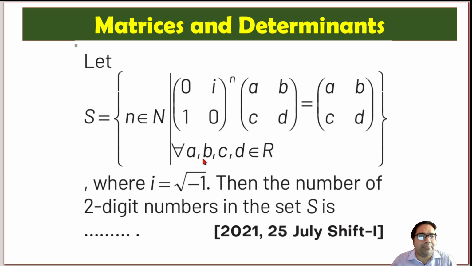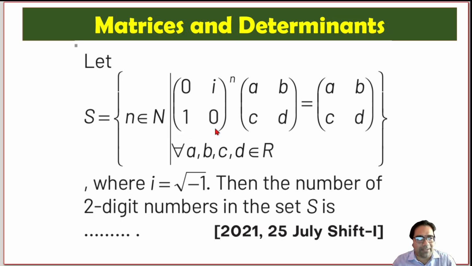And a, b, c, d all belong to R. That means these are not complex numbers, these are all real numbers. For example, a, b, c, d can be 1, 4, 2, 7, whatever, all real numbers. They can be rational, irrational, integers, etc. But they cannot be complex numbers.